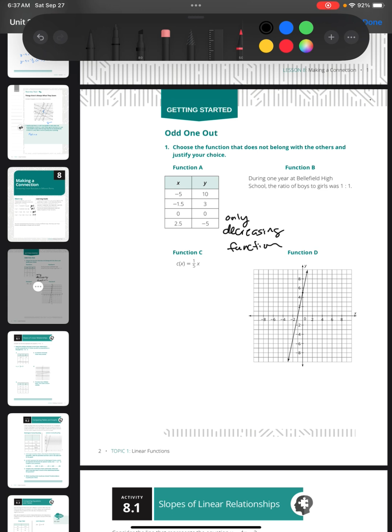For function B, the verbal one, that is the only one where the domain is just whole numbers, because if you think of saying during 1 year at Belfield High School, the ratio of boys to girls was 1 to 1. Obviously, you can't have 1.5 of a boy or a girl, so the domain is only whole numbers. And that is the only function that's like that in this group.